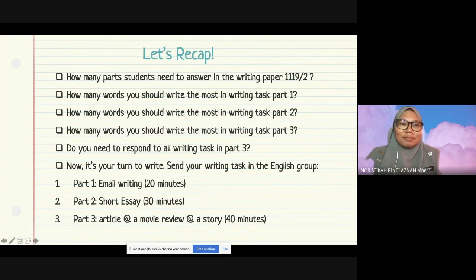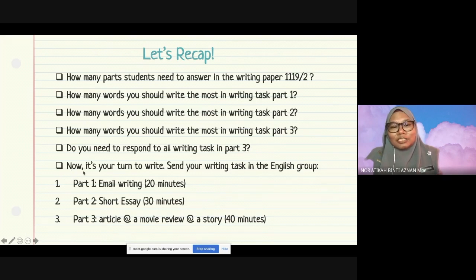So let's recap. How many parts do students need to answer in writing paper 1 and writing paper 2? How many words should you write at most in writing task part 1? How many words should you write at most in writing task part 2? How many words should you write at most in writing task part 3? Do you need to respond to all writing tasks? Should be yes here in part 3.